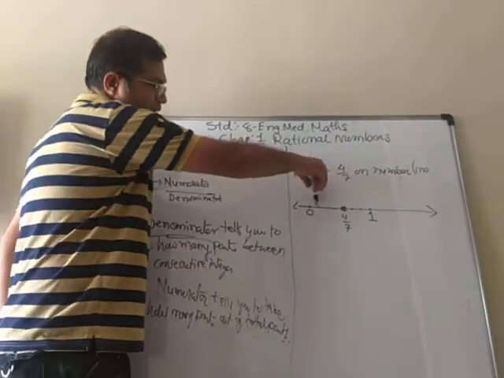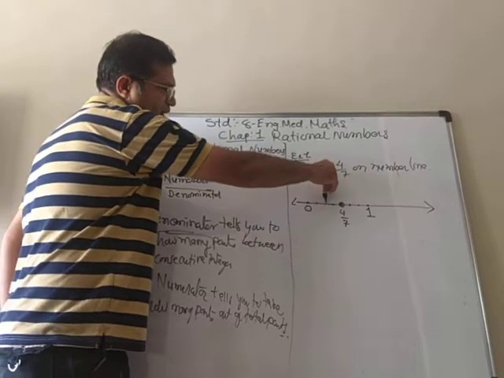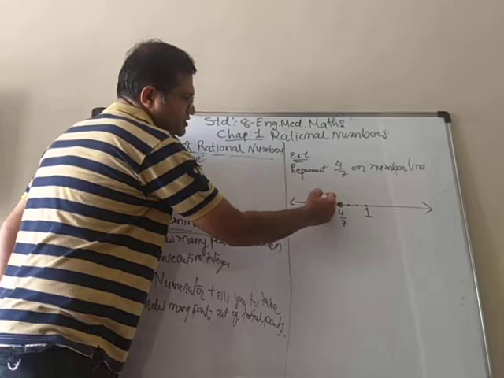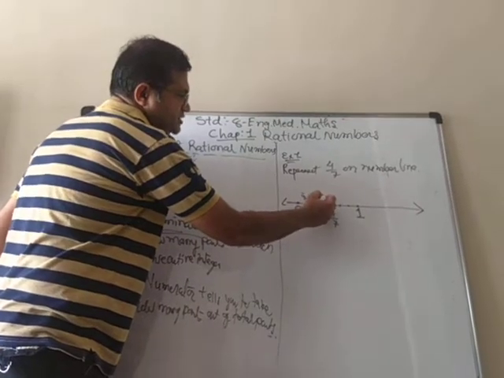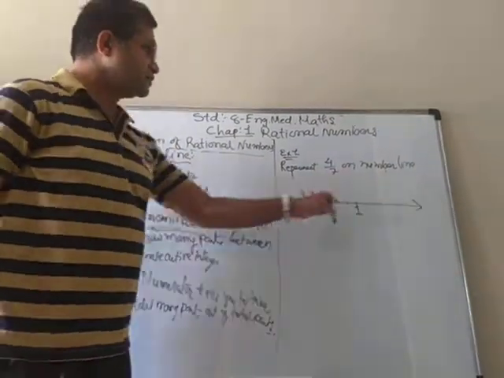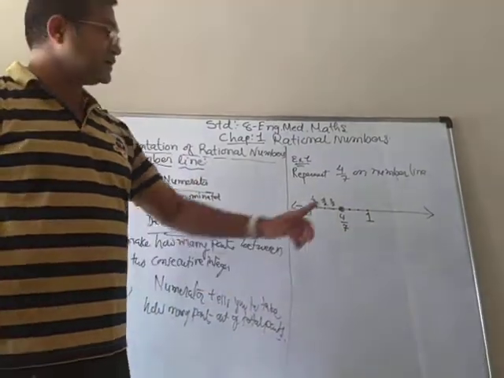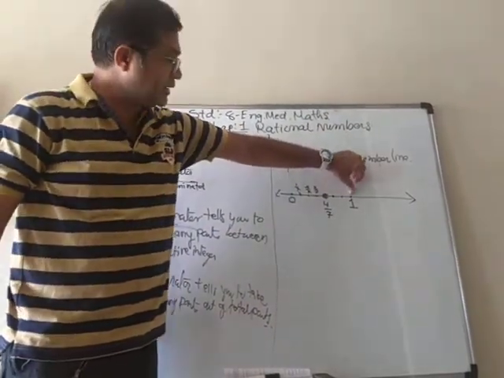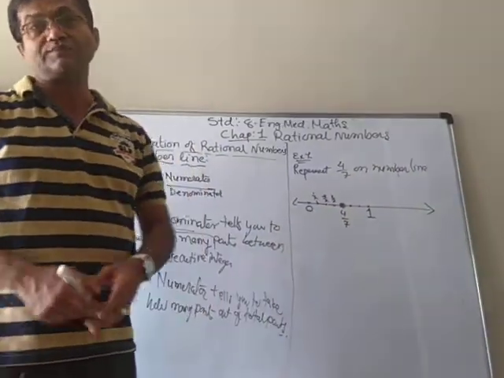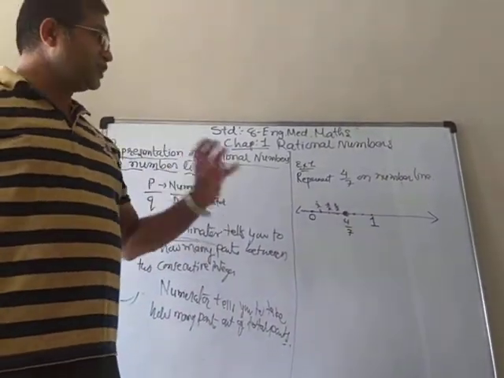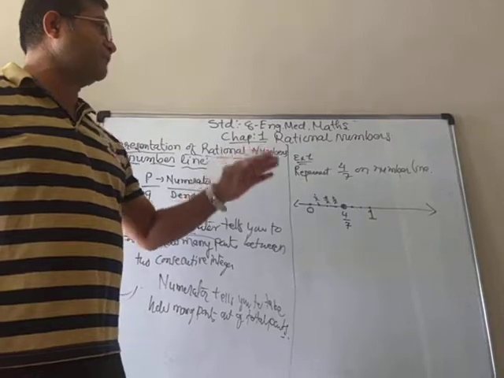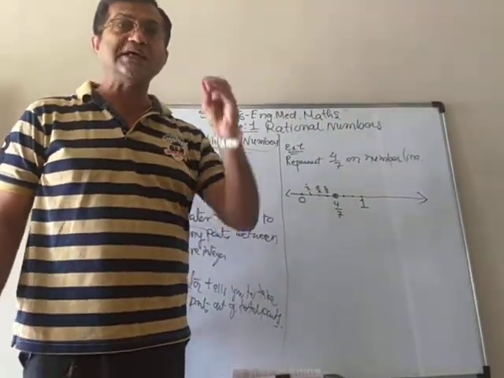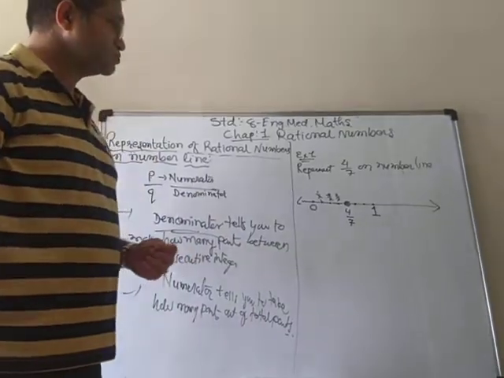Because the first number is 1 upon 7, the second is 2 upon 7, this is 3 upon 7. The fourth number is 4 upon 7, next is 5 upon 7, next is 6 upon 7, and last is 7 upon 7, which is 1. So the numerator tells you how many parts we have to take out of the total 7 parts.